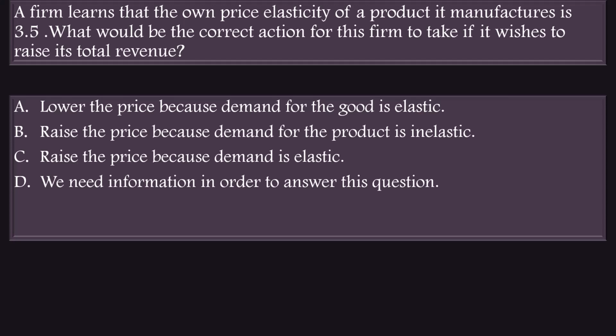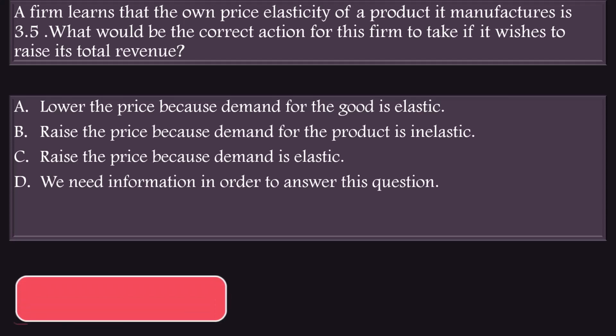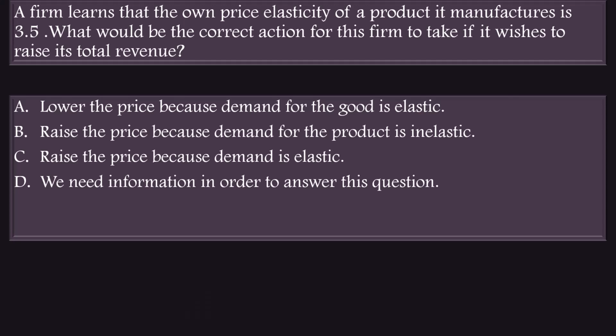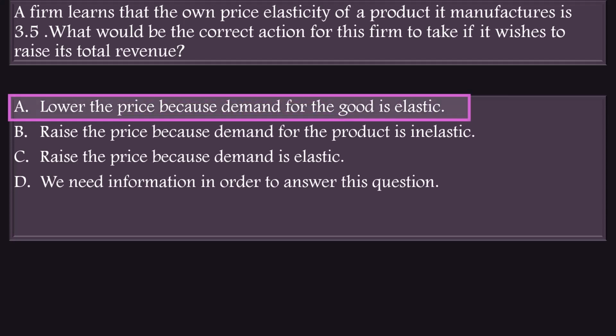Here, the price elasticity is 3.5, that is greater than 1. Demand for the firm's product is relatively elastic. From this we can infer that if the firm reduces the price by 2%, the demand for its product will increase by more than 2%. There is a good scope to increase its total revenue. Option A is the right answer.